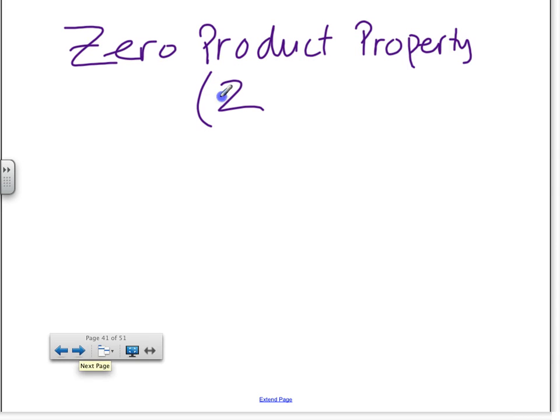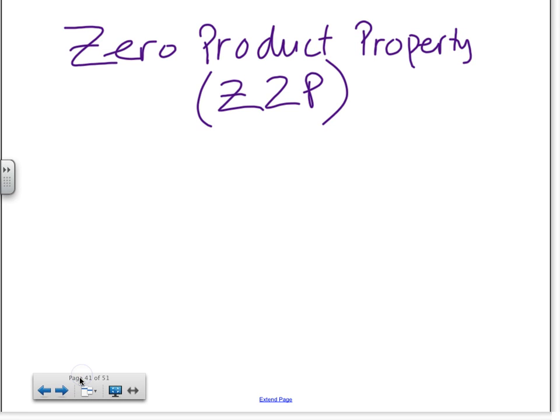I don't care how you say it. Just make it short. Zero product property. What does it mean? First of all, let me just show you something here. What's happening when you take a number and multiply it by 0? You get 0. It doesn't matter what number that is. As long as I have it multiplied by 0, you will always get 0 back.